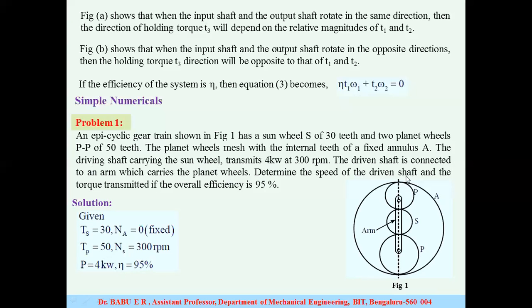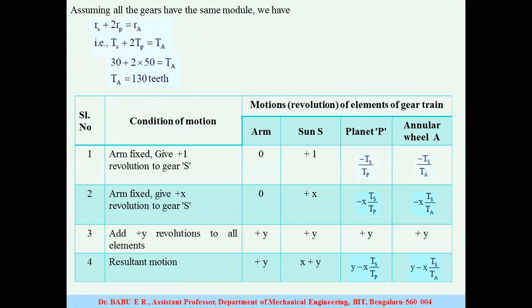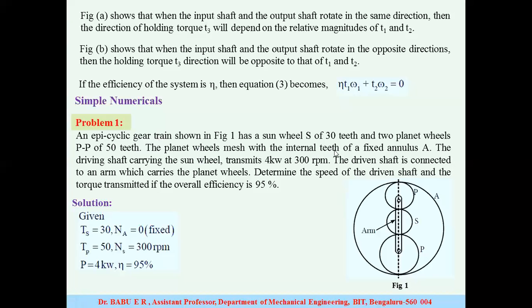You have to find out the speed of the driven shaft. The driven shaft is mounted on the arm, so you have to find out the speed of the arm. Solve it by the tabular column method. From the diagram and the given data, we have three gears: sun gear, planet gear, and gear A. Teeth on the sun gear is 30, on planet gears is 50, but the number of teeth on A is not given, so you have to find it out.